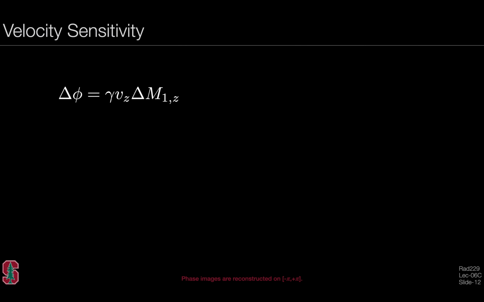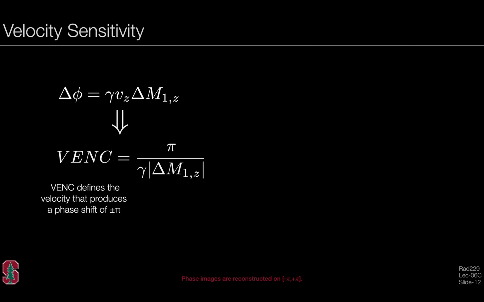Okay, so let's look a little bit more carefully at this phase difference term, because it tells us something about our encoding abilities. And importantly, the maximum phase that you could measure is on the interval of plus minus pi, because we're looking at something that's in the complex plane. And as a consequence of that, we can actually define what we call the VENC, or the velocity encoding strength. And the VENC defines the velocity that produces a phase shift of plus or minus pi, and it's simply related to pi being the maximum phase you could encode, and then the delta first moment that you chose.